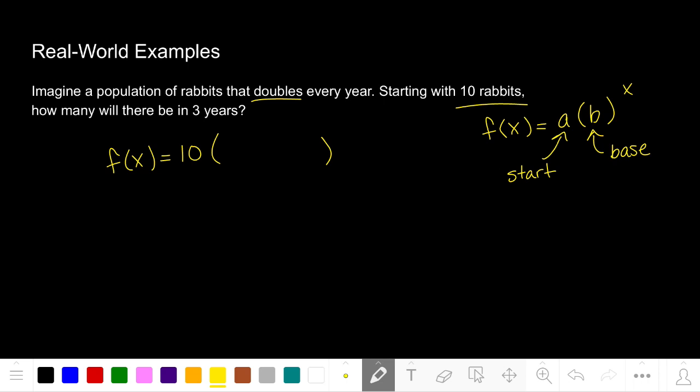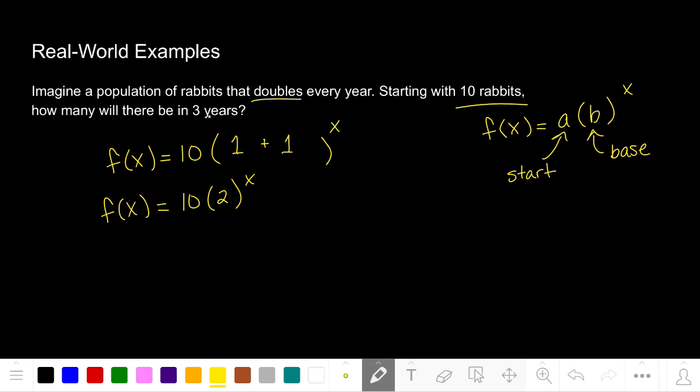That means that every year we're going to have 100% of the population, and we're going to add an additional 100% of the population. Of course, this is 100% expressed as a decimal, which is just 1. And we raise that to the x power. Now, you can simplify this to get f(x) equals 10 times 2 to the power of x. Or you can keep it as 1 plus 1 to show that you are adding 100% of the previous population every year.